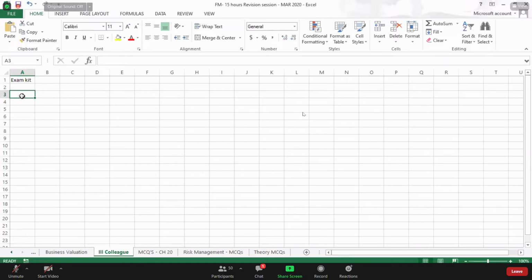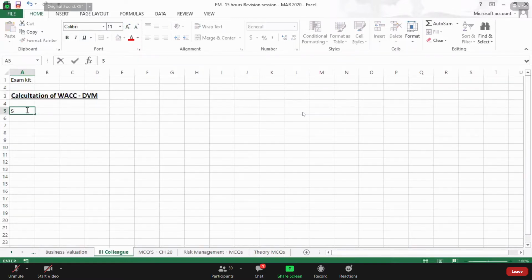So what I'm going to do is write over here. As usual, we have to make it very clear to the examiner what we're trying to convey. So calculation of weighted average cost of capital, using dividend valuation model. Later we'll be doing it using CAPM as well. So this is the format. First thing is sources of finance. How have I raised? Only debt and equity.